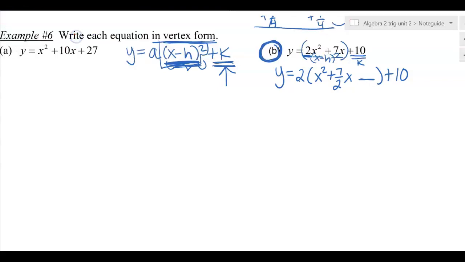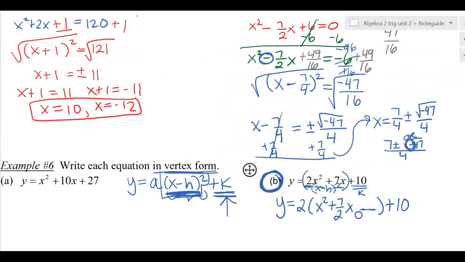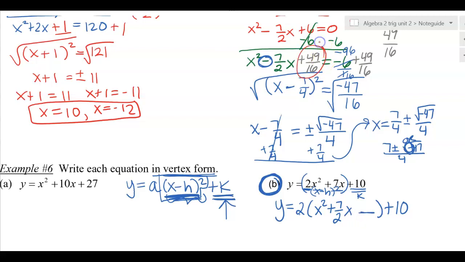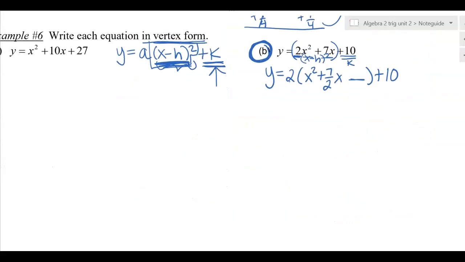What should be the c value that we add in here if the middle term is 7 over 2? What was it? 49 over 16, is that right? Let's look back. Yeah, 49 over 16 was the thing that got added in. Are you guys okay if I just use that instead of going back through that process again? Okay. So 49 over 16 is what I want to add in here. All right, so I just completed the square. Why do I complete the square? To make a perfect square.